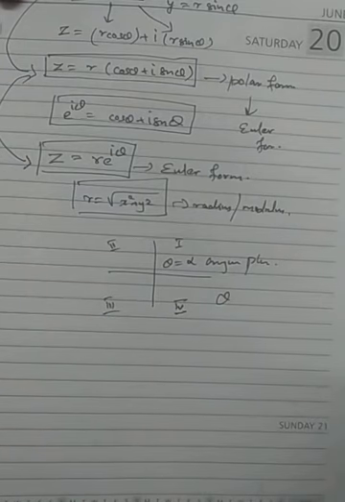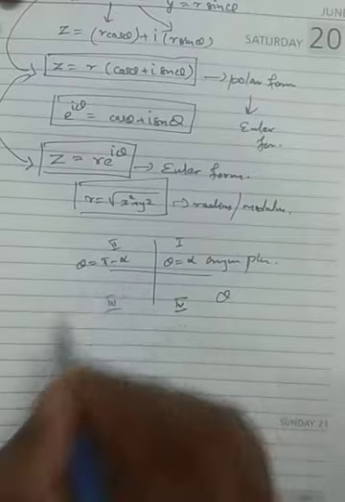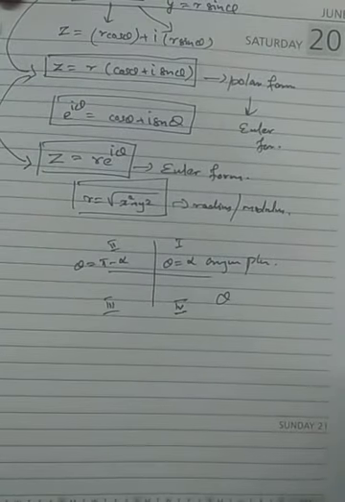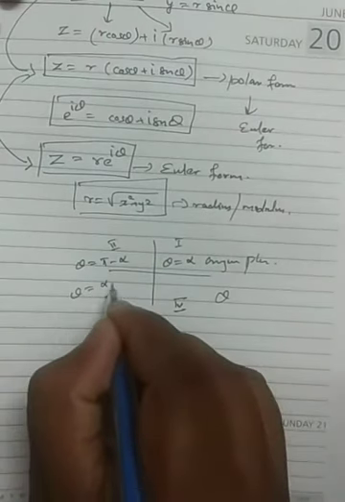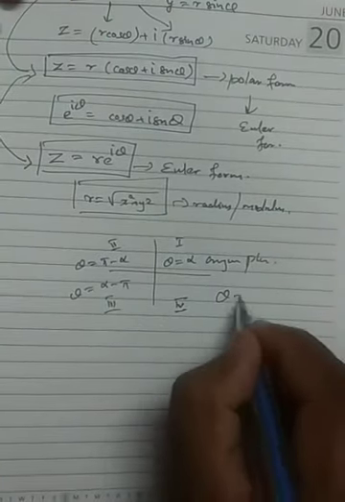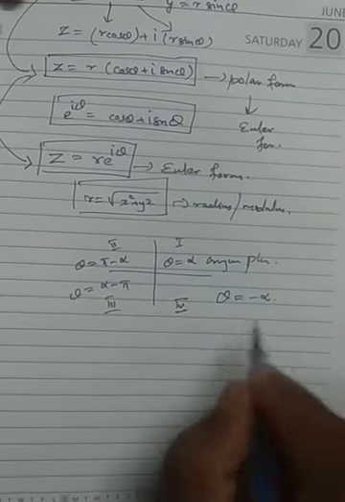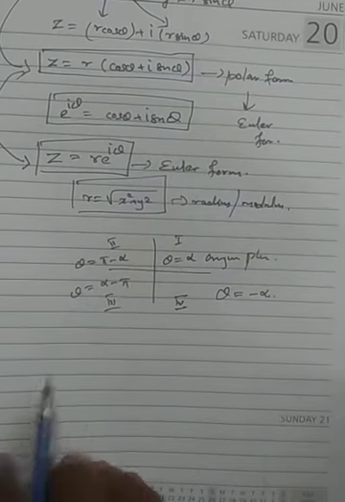If it lies in the second quadrant, then the theta value is pi minus alpha. If it lies in the third quadrant, the theta value is alpha minus pi. If it lies in the fourth quadrant, the theta value is minus alpha. So keep this in mind; while we are solving the problem, we have to use it.